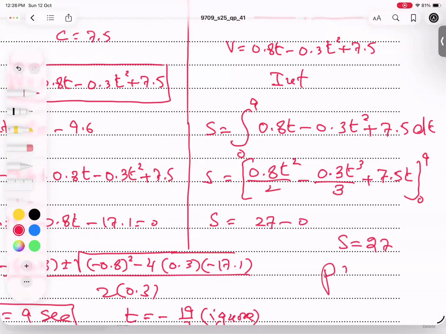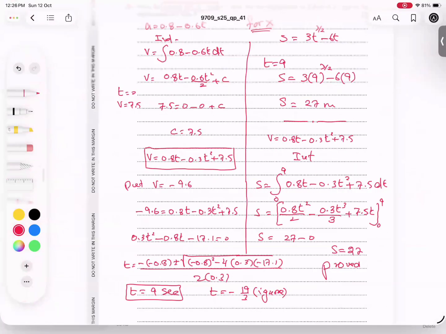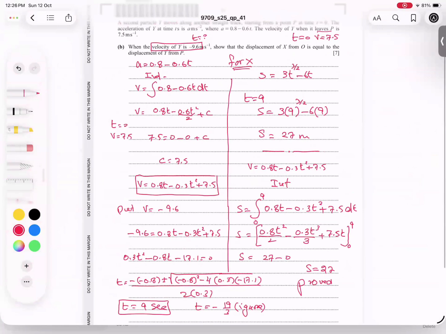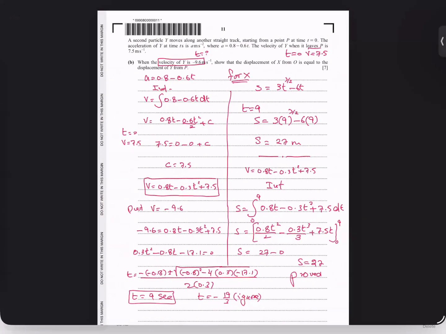So proved. Both displacements are equal to each other. I hope so. The concept is clear, and the paper is completely done.